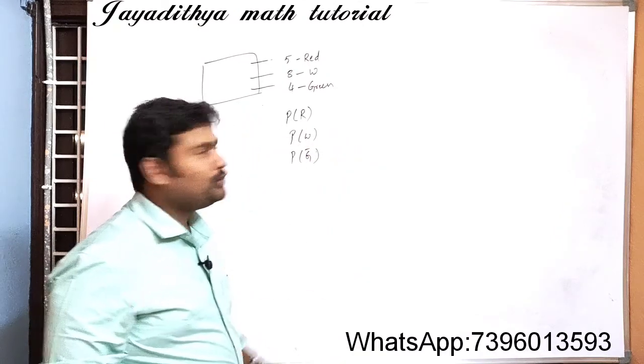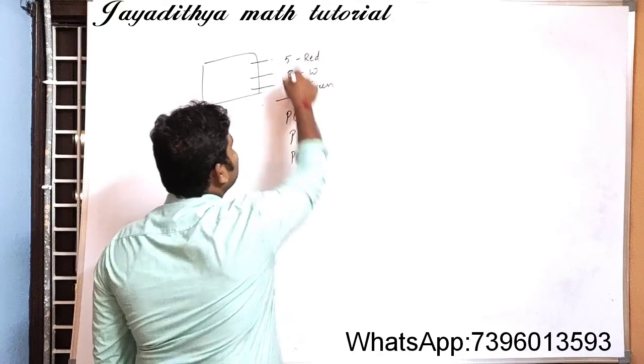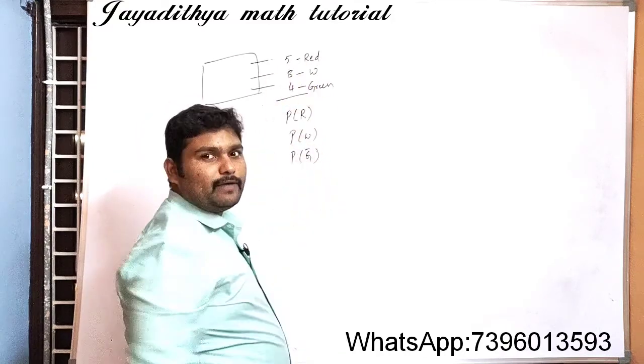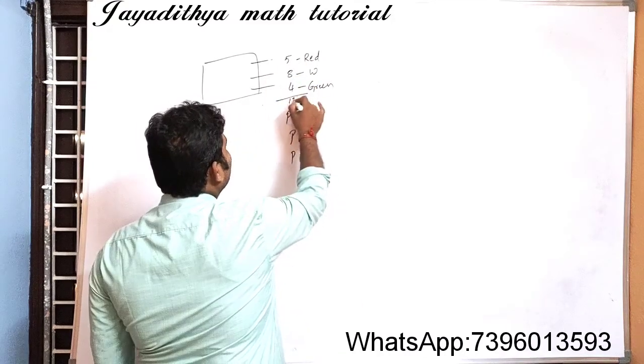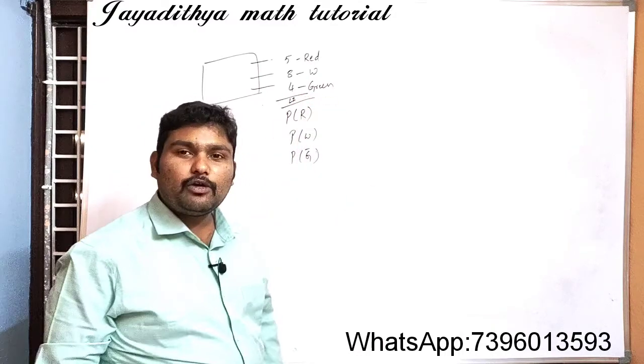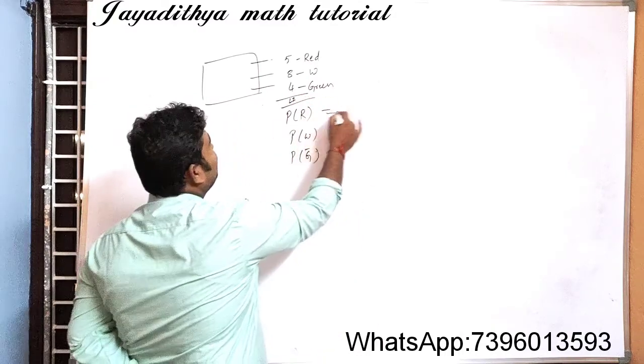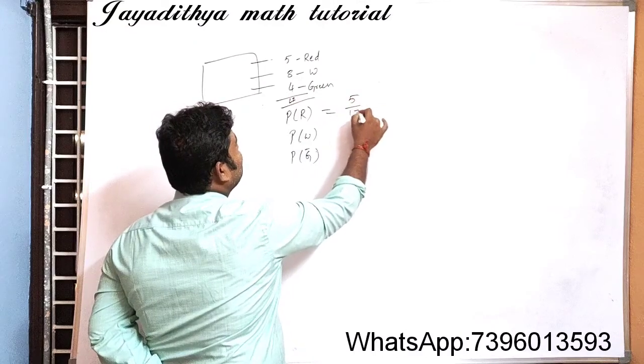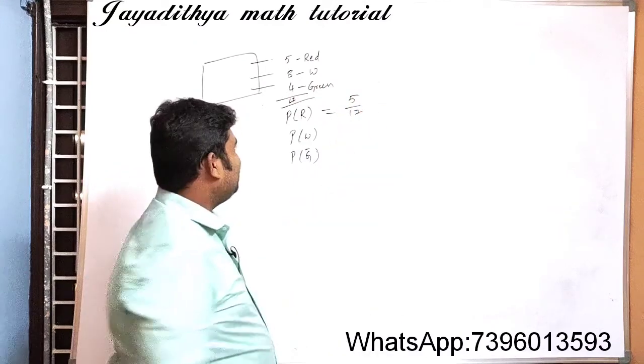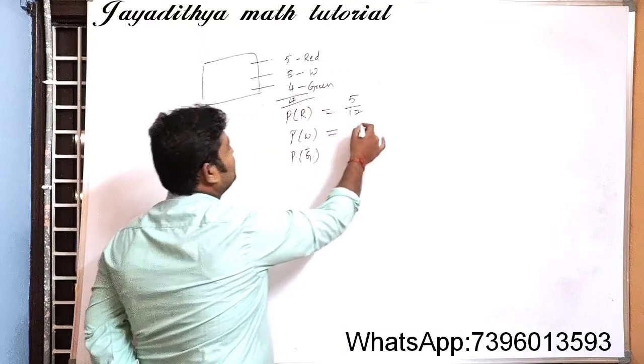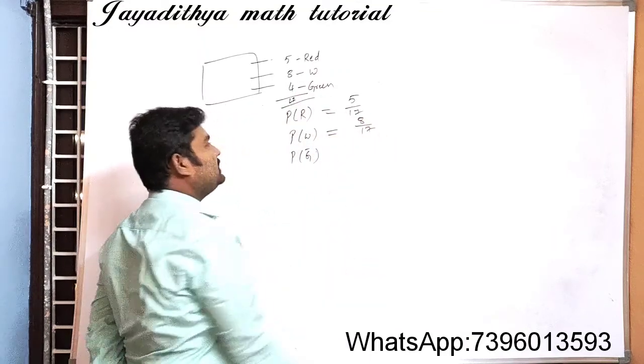So these 3 cases you need to find out here. It is very simple. What is the total here, Nana? 8 plus 4 is 12. 12 plus 5 is 17. So total outcomes are 17. What is the probability of red now? Simply 5 by 17. What is the probability of white? 8 by 17.